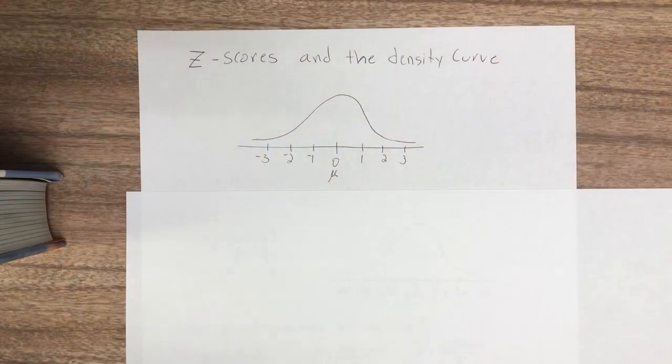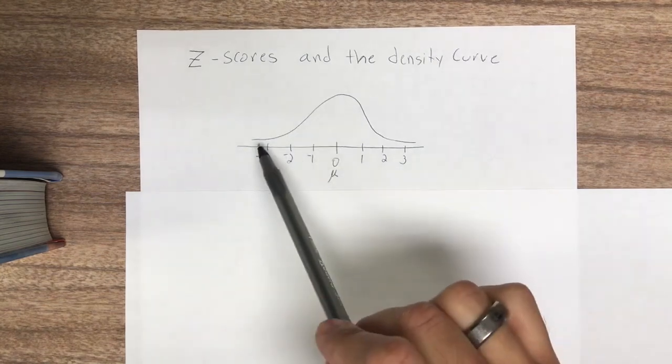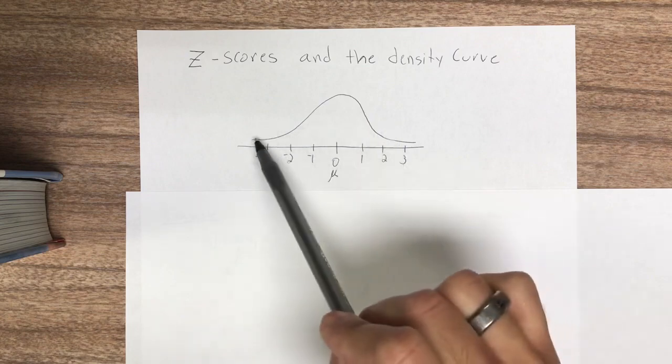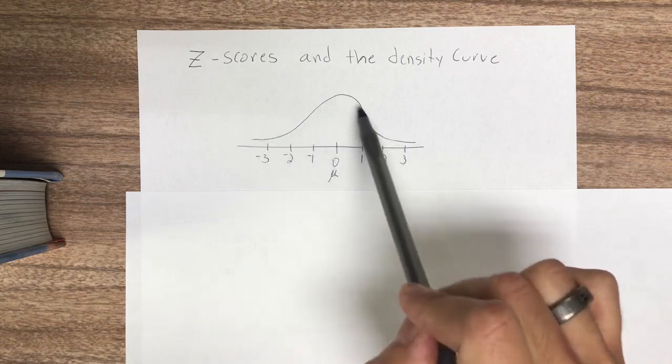Hey, what's up guys? Today I'm going to show you how to find the area under a density curve using z-scores. So first let's review what a density curve is. It's when you have a bell-shaped curve just like the one I have here. Mine is not great, but it looks like a bell-shaped curve.